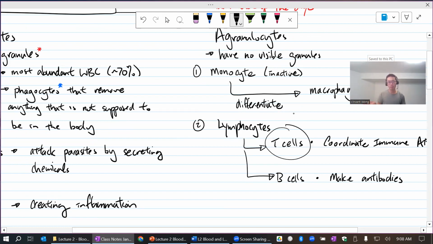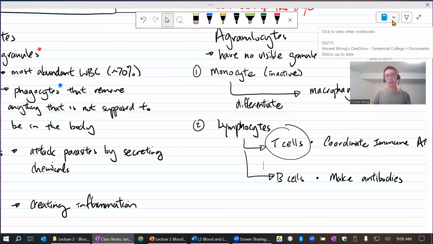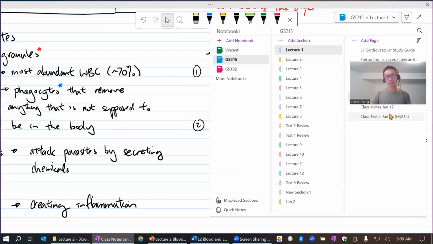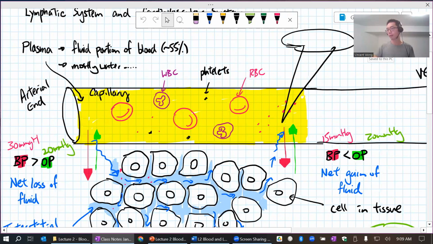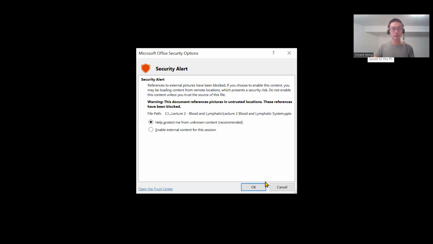They are made in the bone marrow, as with all other white cells. And then they will migrate to the thymus, and in the thymus they will mature. And what does maturing mean? I will show you in the PowerPoint. Okay. So that is that for now. Let me go to the PowerPoint here.